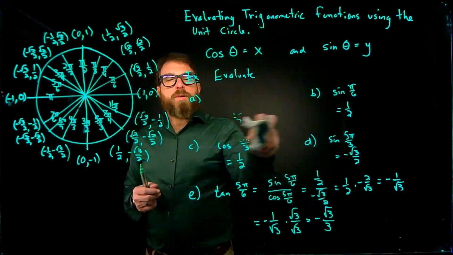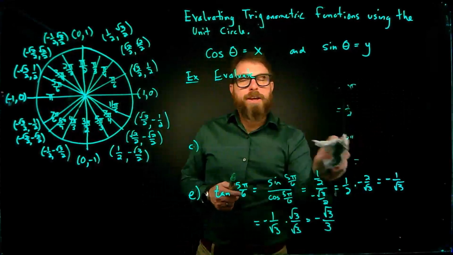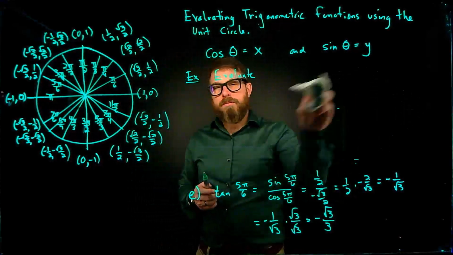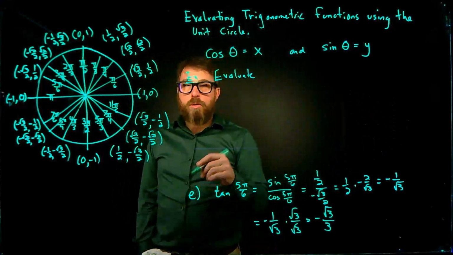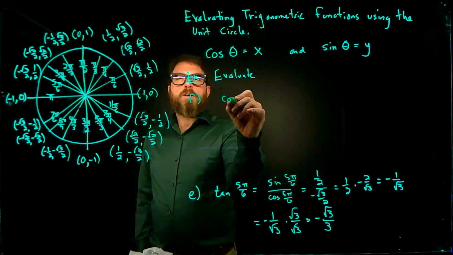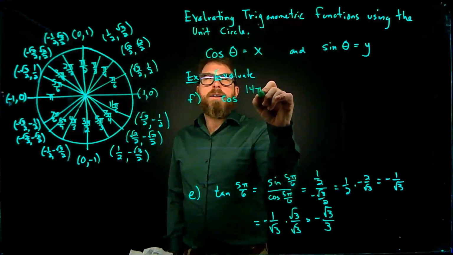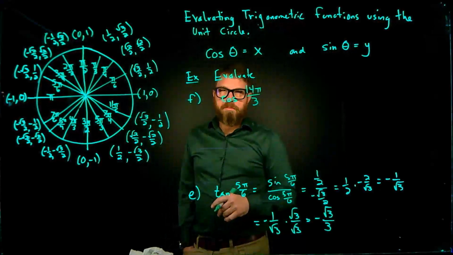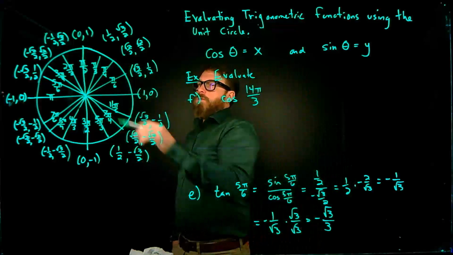Now, sometimes we ask angles that you don't spot on the unit circle. We ask angles where we have to find its coterminal angle. So what is, say, the cosine of 14 pi over 3? Well, I'm trying to find 14 pi over 3, and I don't see this.